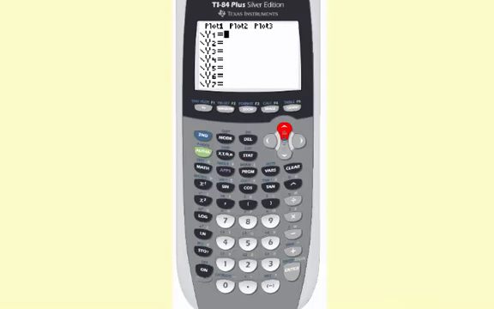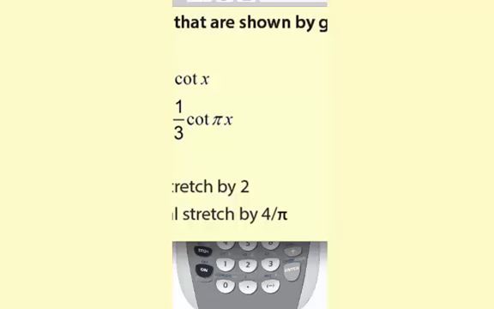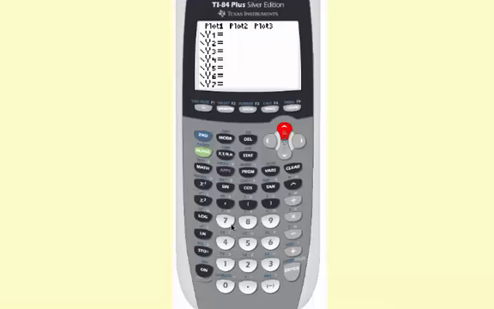So I'm going to graph 1 divided by, I'll put this all in parentheses, 3 tangent of pi x. That's the same thing as 1/3 cotangent of pi x. Let's graph.